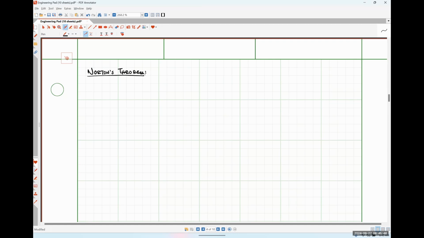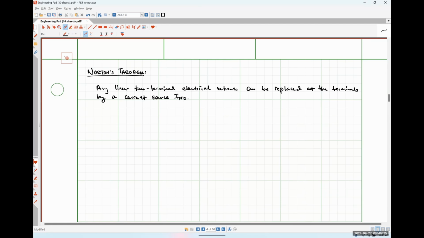Okay. So Norton's theorem states that any linear two-terminal electrical network can be replaced at the terminals by a current source, I Norton or INO, in parallel with a resistance RNO. So Norton's theorem says any linear two-terminal electrical network can be replaced by a practical current source.